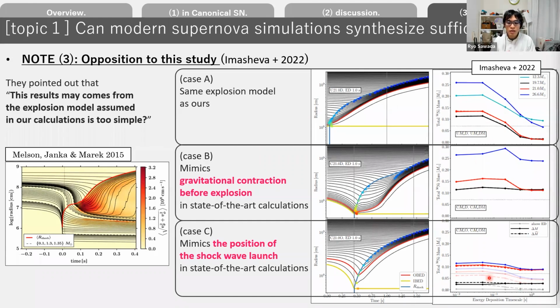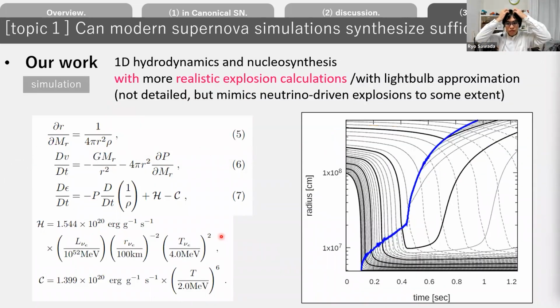So the argument is that our result may come from ignoring the gravitational contraction before the explosion. Further discussion inevitably depends on the parameters of the explosion model. So we are currently revisiting this issue with a more realistic and self-consistent explosion model. In this model, the only parameter is the neutrino luminosity, and everything else is solved self-consistently from this.